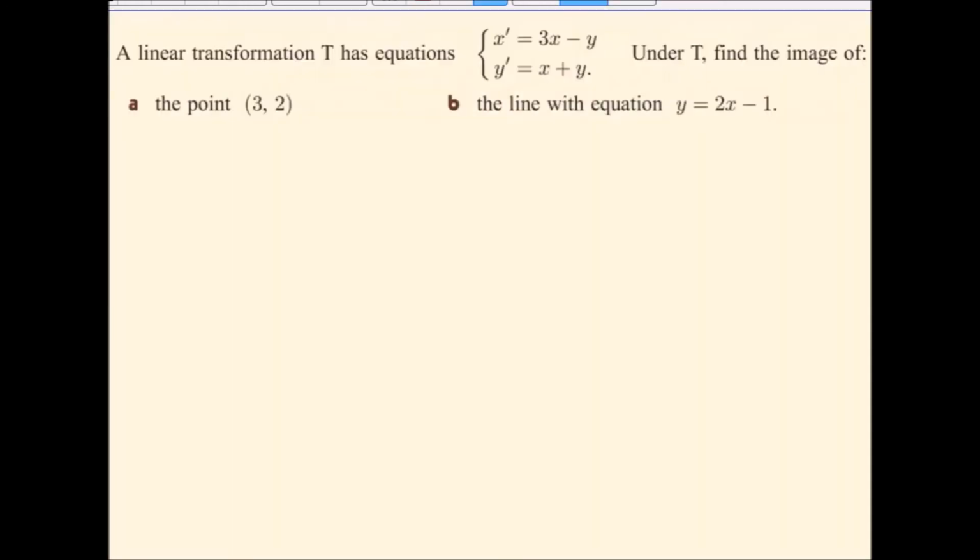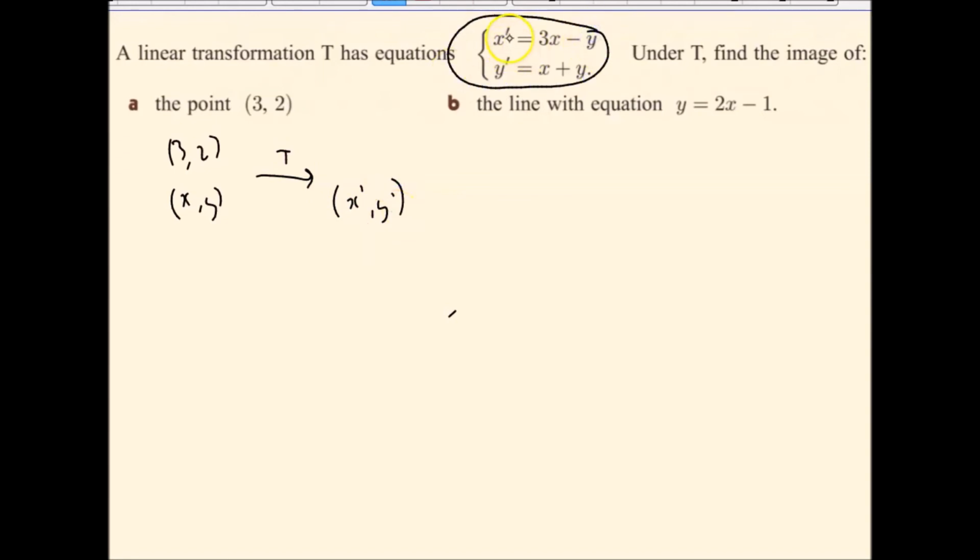In this example, we'll look at how this equation will transform both a point and a line. So for the first one, in part A, we've got the point (3, 2), which is in fact (x, y), and that is going to become, under our transformation, a new point (x dash, y dash). So this will work out x dash, y dash if I know x and y.